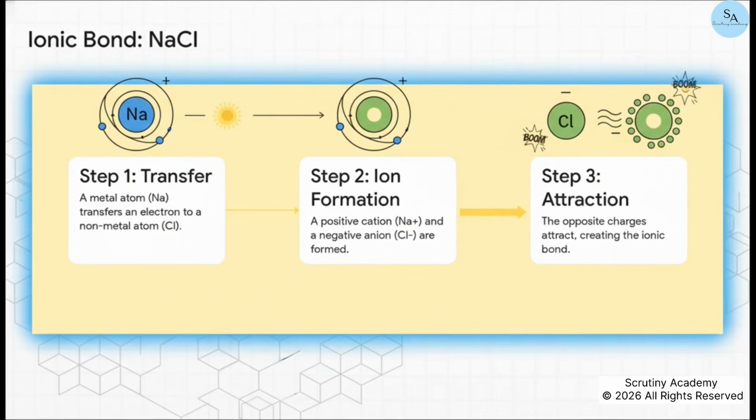Let's go back to our salt example. NaCl. You've got sodium, a metal, with one valence electron it's just dying to get rid of. Then you have chlorine, a nonmetal, with 7. It wants one more so badly. So sodium just transfers its electron over to chlorine. Now, sodium is positive, chlorine is negative, and boom, opposites attract. That powerful attraction is the ionic bond.